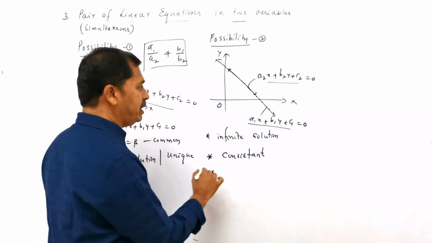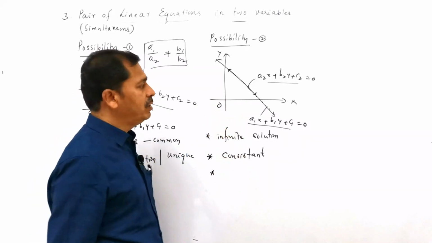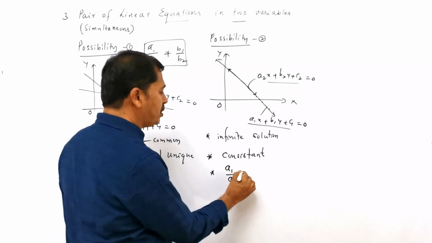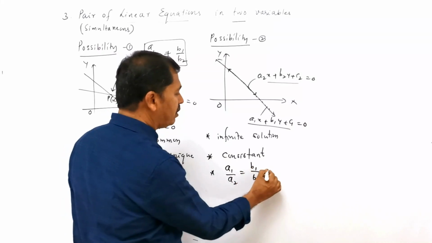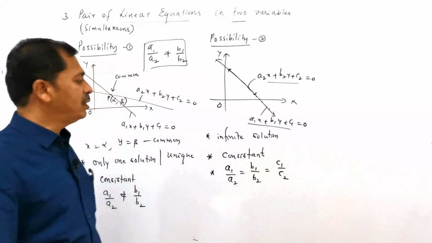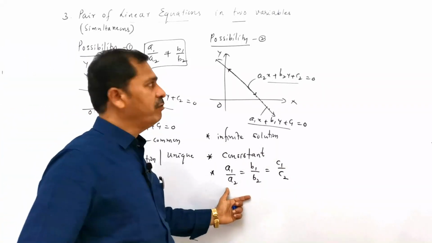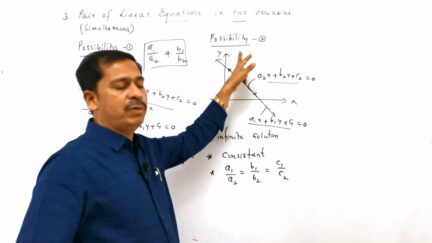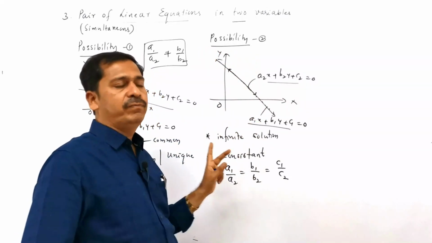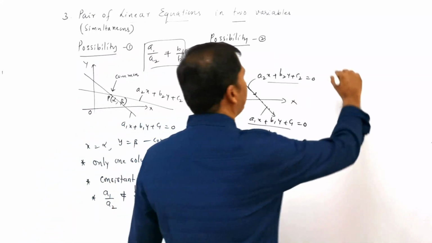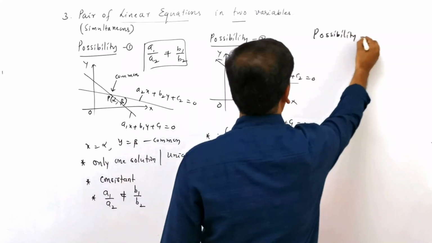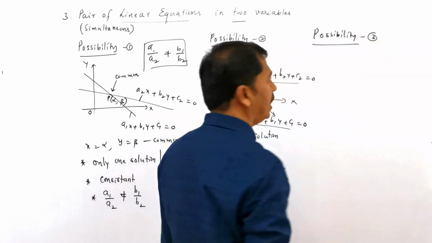If you observe based on calculations, based on this type of equations, it is found that a1 by a2 is equal to b1 by b2, and this is also equal to c1 by c2. So this is the algebraic criteria for the second case, that is possibility number 2. The two lines coincide on one another. Next, what is the last possibility? There is one more possibility. Possibility 3 I would like to take, or case 3.